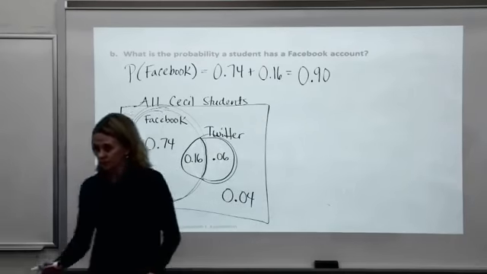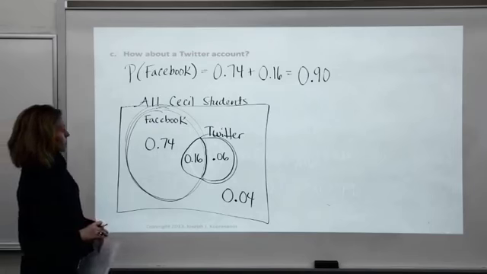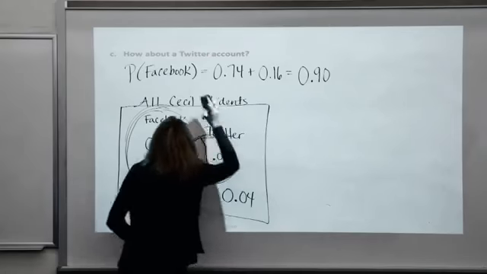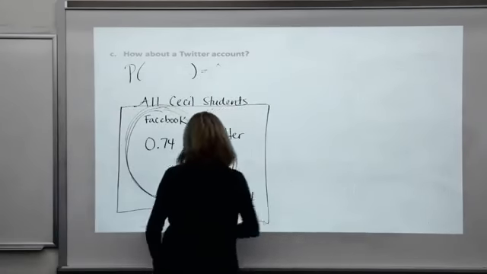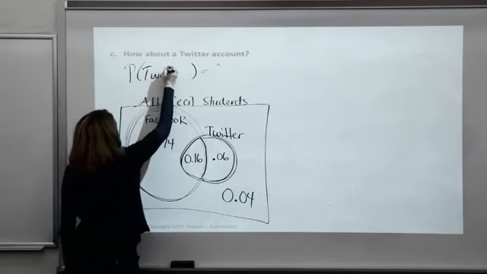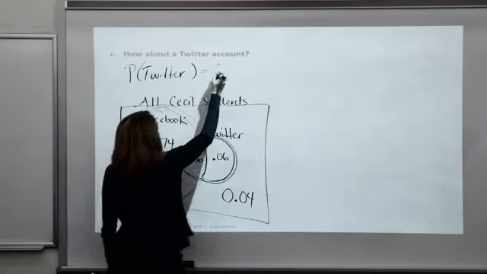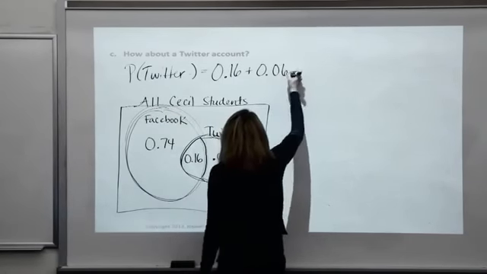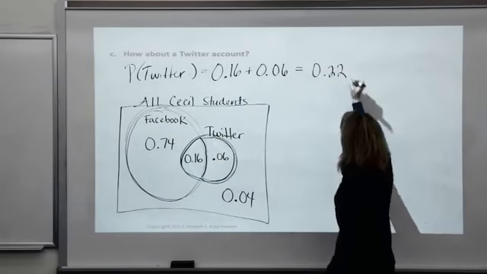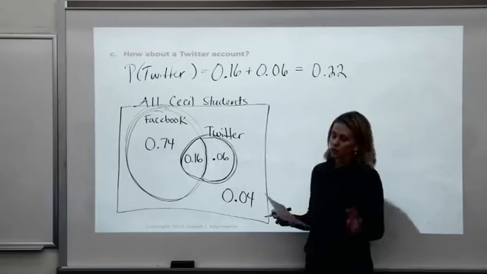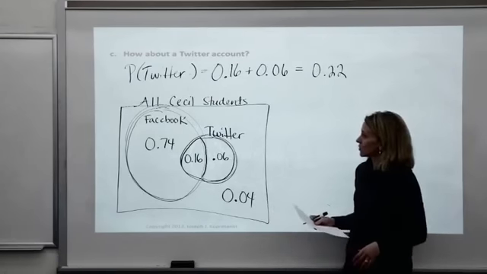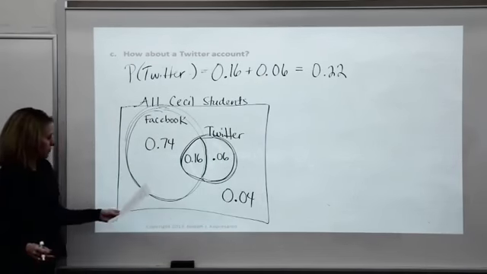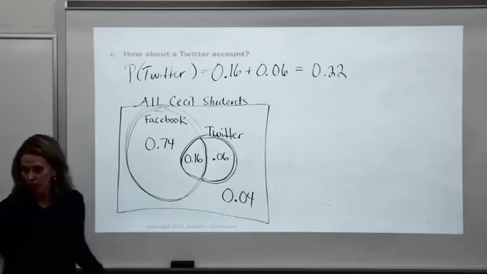Let's do the same thing with Twitter. What's the probability a student has a Twitter account? That's this circle right here, so we're going to add these two probabilities. So 16% have Facebook and Twitter. 6% have only a Twitter account. If we add those two up, the probability is 0.22, or 22% of students have a Twitter account. All right, next one. How about Facebook or Twitter?